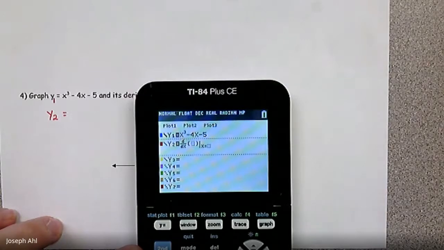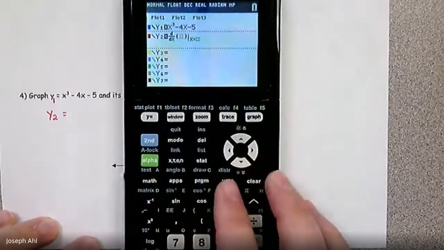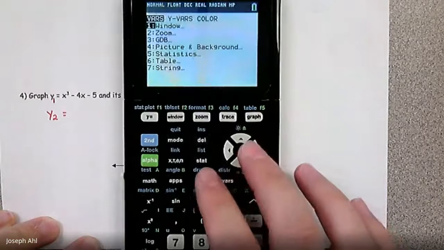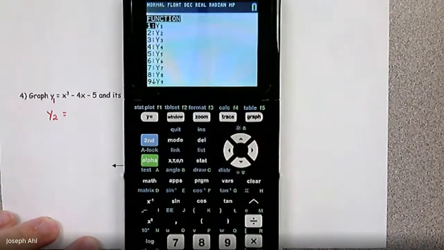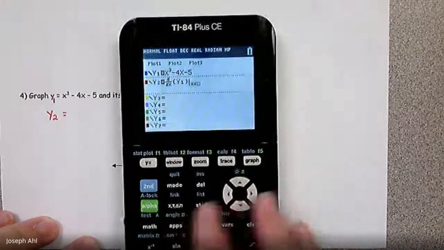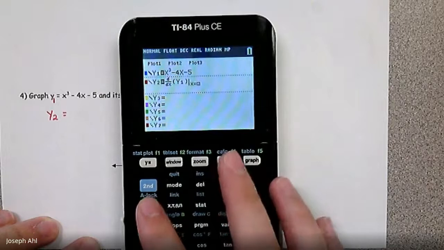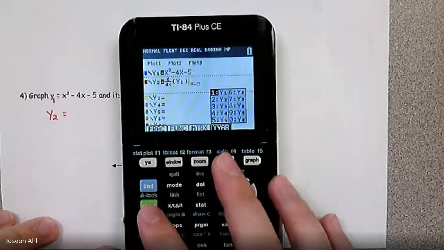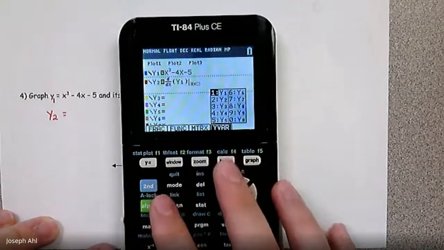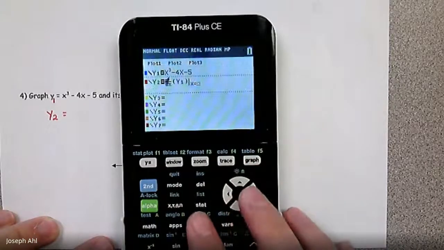So to get y1, there's a few different ways to do that. You can go to vars. If you go to vars right here next to clear, you can go over to Y-VARS, hit enter for function, and then enter for y1. That's a way to do it. There are some shortcuts, and to be honest, I don't remember if it's alpha trace or alpha graph. Maybe it's alpha trace. There it is. Yeah, alpha trace gets you y1 right away too, which is kind of nice. However you enter y1, that's up to you.